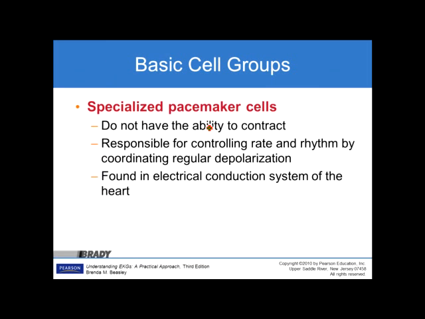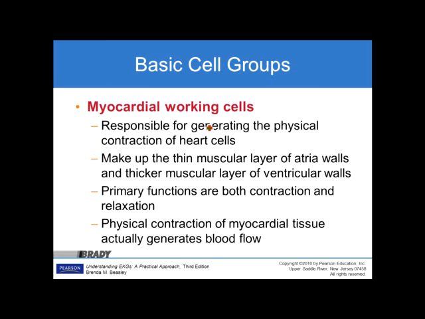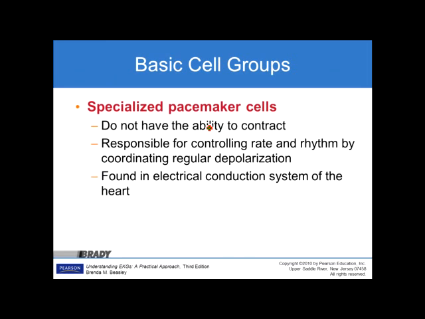You have two types of cell groups. One is myocardial working cells, and the other one is pacemaker cells. So again, back on the previous slide, one type is myocardial working cells, and these are going to be the ones that are actually contracting and doing the work. That's why they're called working cells. The other ones are going to be pacemaker cells, and these guys have the ability to put the electrical conduction system into play or actually stimulate the myocardial working cells.